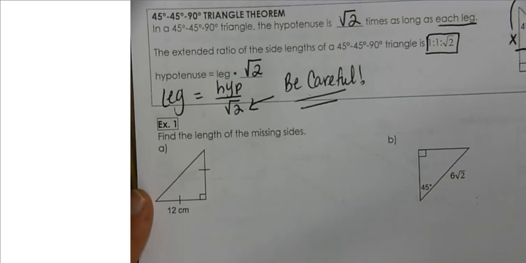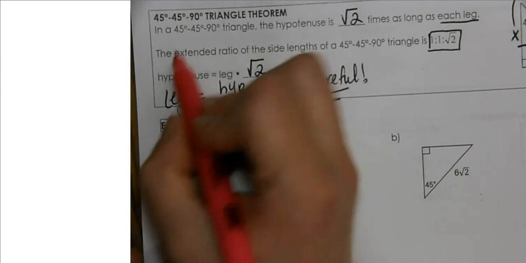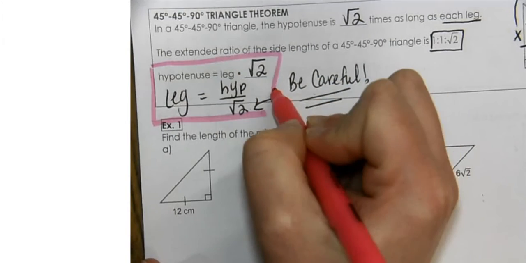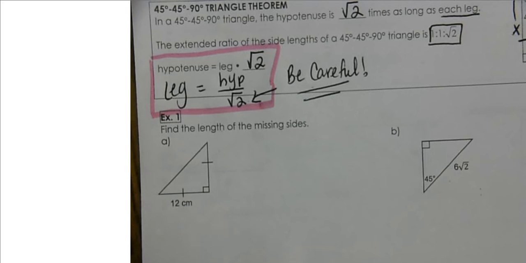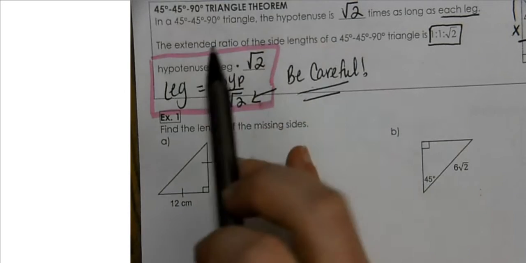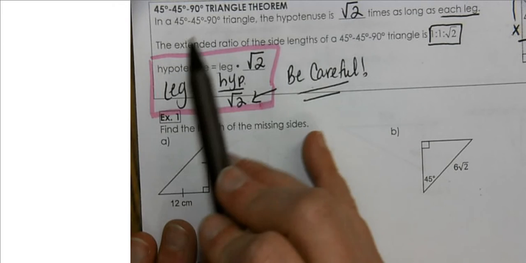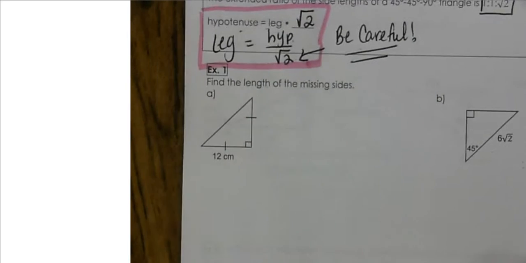So these are the two formulas that I need you guys to know, study, and memorize. The relationship between a leg and a hypotenuse. If you know the leg, how do you find the hypotenuse? If you know the hypotenuse, how do you find the leg? So let's go ahead and do a few examples of these.